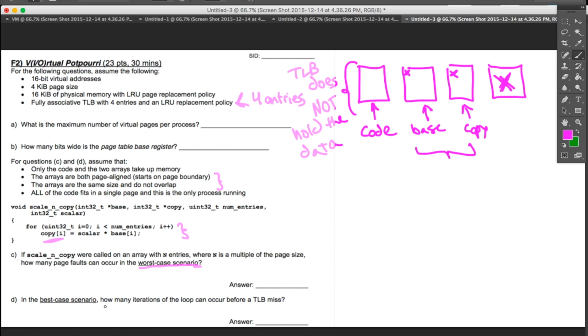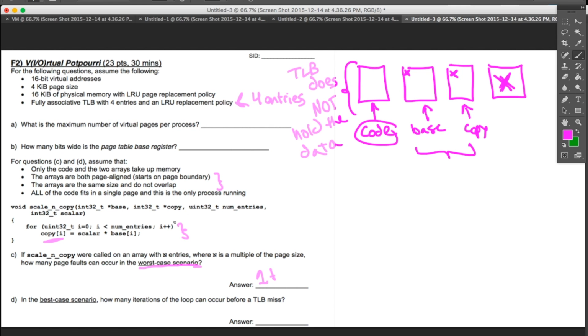Well, in the worst case scenario, our TLB is cold. Sorry about that. Our TLB is cold, so we have to reload all our mappings and all our data into memory. So in the worst case scenario, we're going to have 1 page fault for sure, because we have to load in code, that occupies 1 page, and it's not going to be in our TLB, so we need to undergo that 1 page fault.